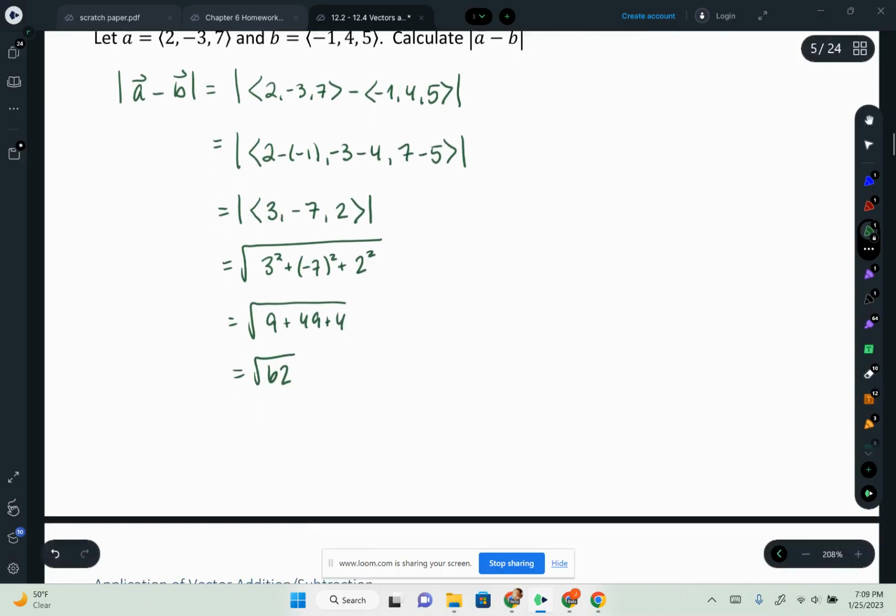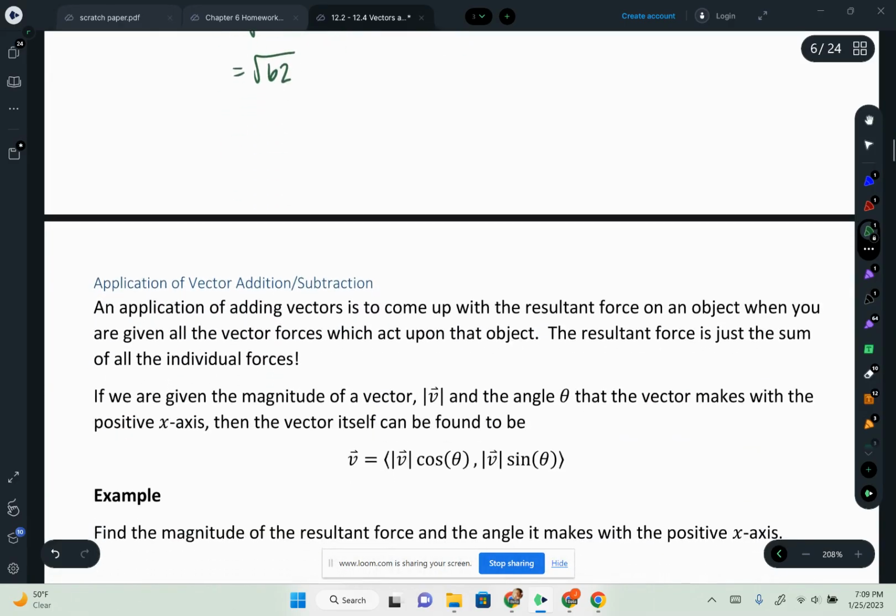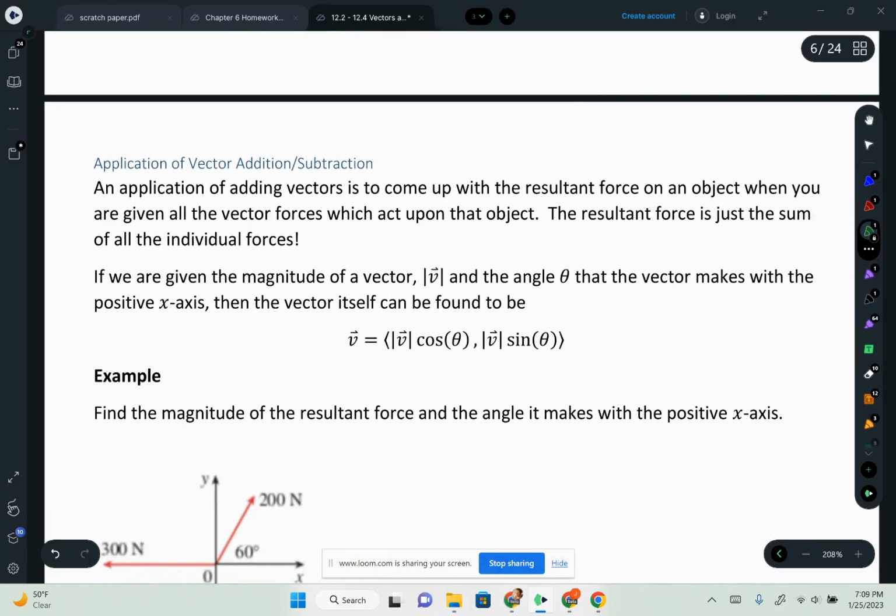All right. Now we want to look at applications of vector addition or subtraction, because it's all fine and dandy to learn what these are and how to do things, but where are we going to ever use this? One application of adding vectors is to come up with the resultant force on an object when you're given all the vector forces acting upon that object. And the resultant force is then just going to be the sum of the individual forces. We're going to go through an example that deals with that.